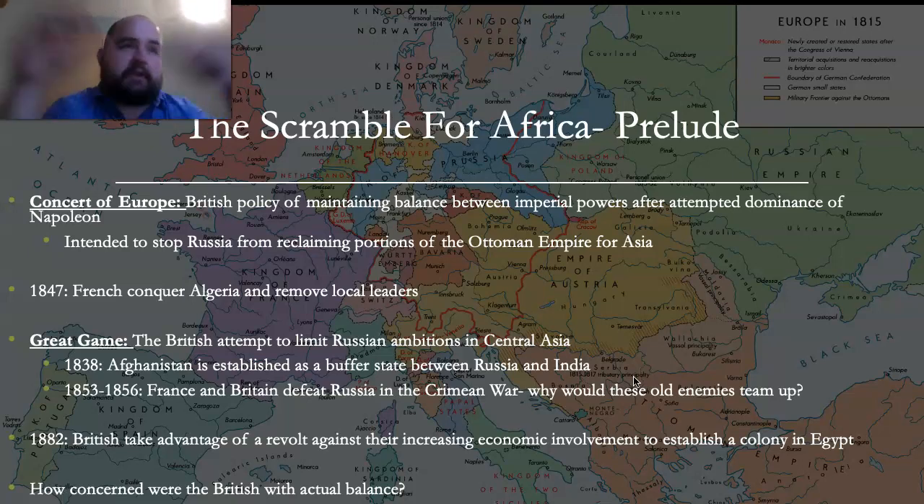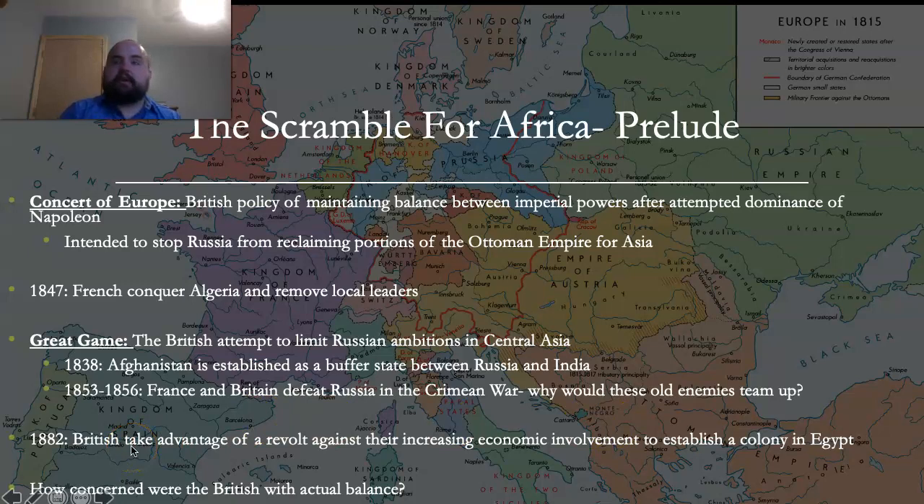Alright, this is essentially looking ahead a little bit, as you might have guessed, to further future imperial conflicts. Once one country starts becoming seemingly overly powerful and is having too much of an empire, many of these other countries will band together to try to limit their growth. Keep that in mind. That's a very important development for future history we're going to talk about. By 1882, however, the British had taken advantage of a revolt against their economic involvement in the country to set up an official colony in Egypt.